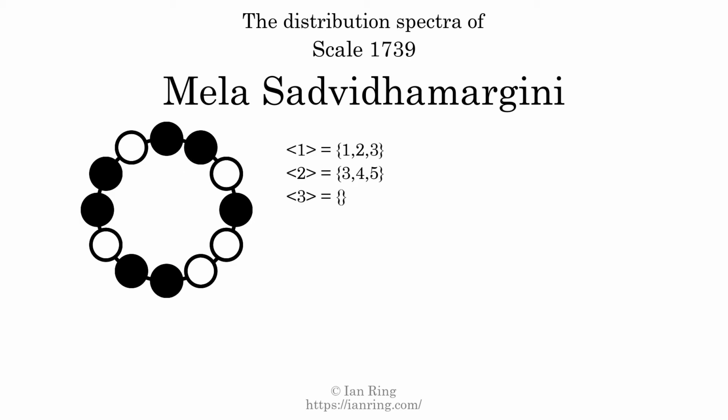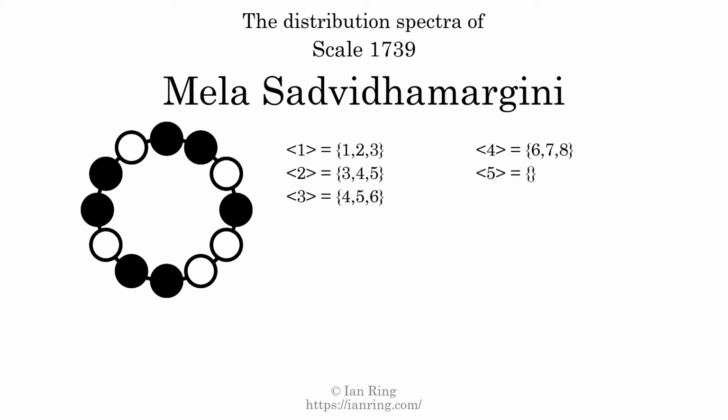The generic interval of 3 scale steps comes in 3 different specific interval sizes. 4 semitones, 5 semitones, and 6 semitones. The spectrum width of this generic interval is 2. The generic interval of 4 scale steps comes in 3 different specific interval sizes. 6 semitones, 7 semitones, and 8 semitones. The spectrum width of this generic interval is 2.